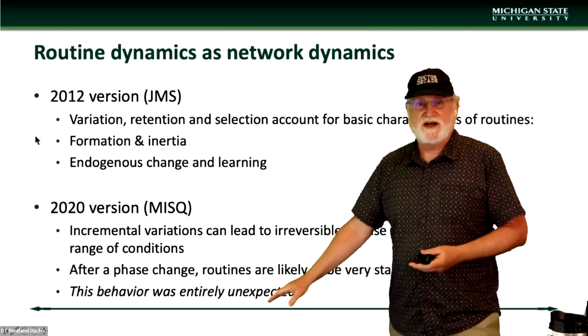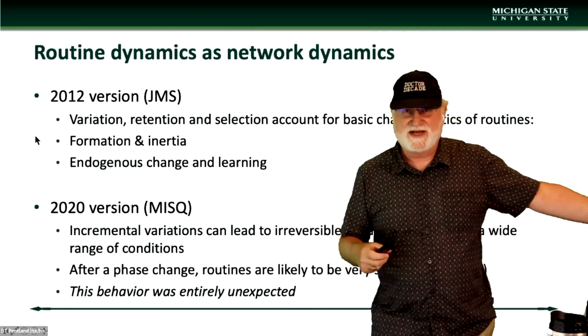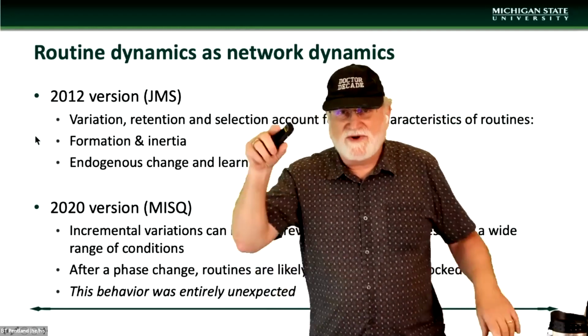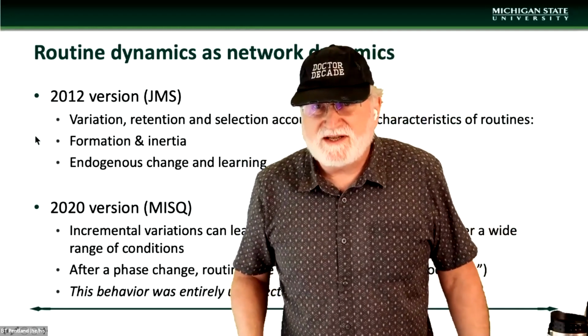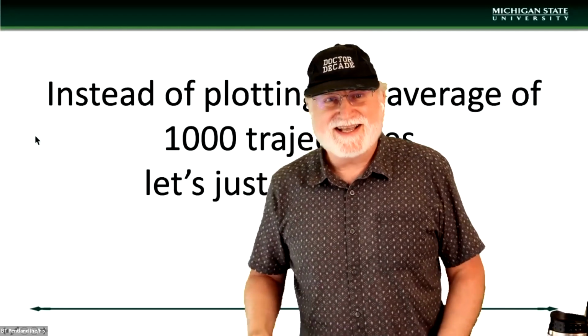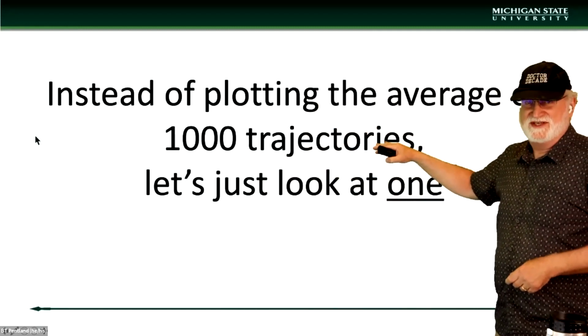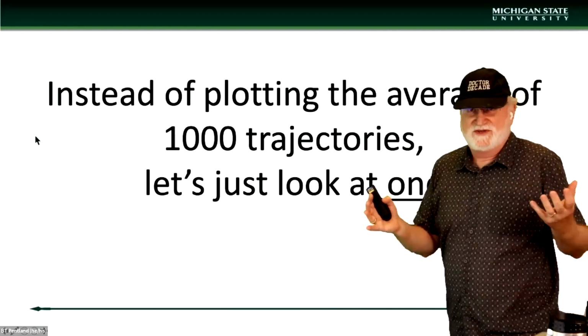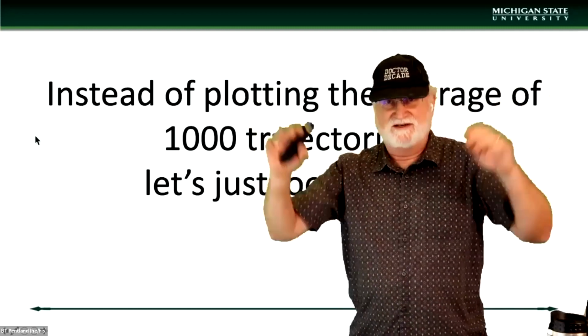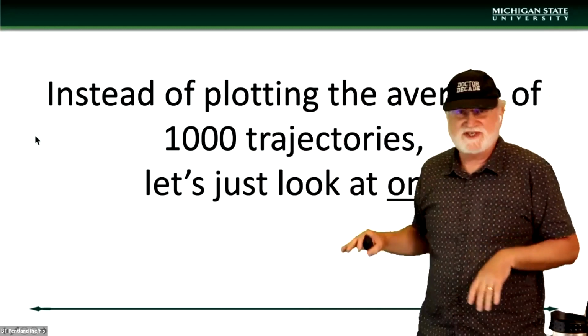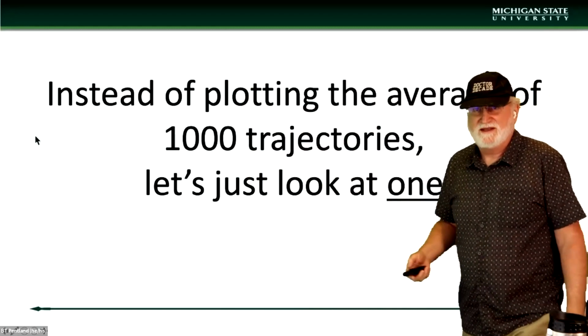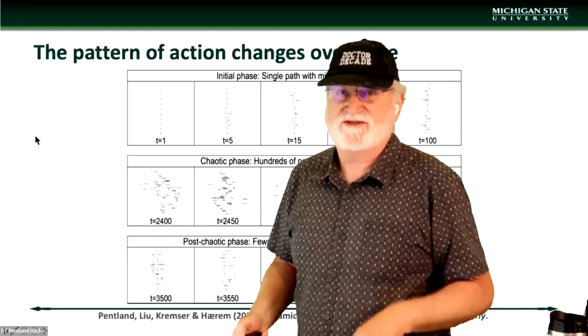And this was entirely unexpected. I can remember I was sitting at my dining room table, which is right here, and I ran the code and I said, holy shit, what the hell is that? So what I did was, instead of plotting the average of 1,000 trajectories, just what you typically do in these simulation things, where you run a shitload of them and then you plot the average, let's just look at one. Let's see what happens when I look at one trajectory.